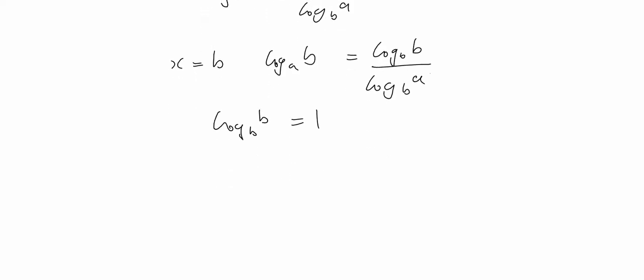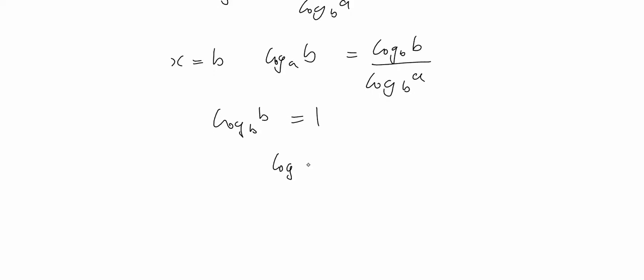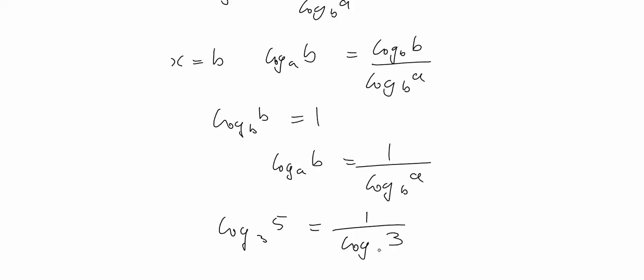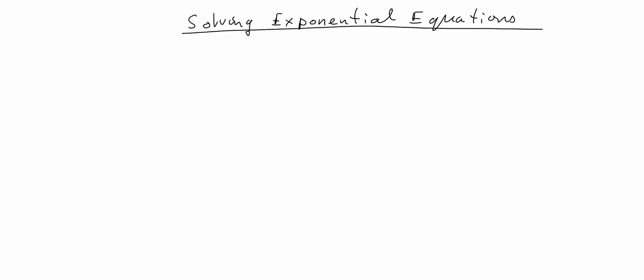And so we have the result log of b to base a is 1 over log of a to base b, and therefore in this way we can interchange the two values, the base and the value that we're taking the log of. For instance, log of 5 to base 3 is the same as 1 over log of 3 to base 5. Now we come to solving exponential equations.